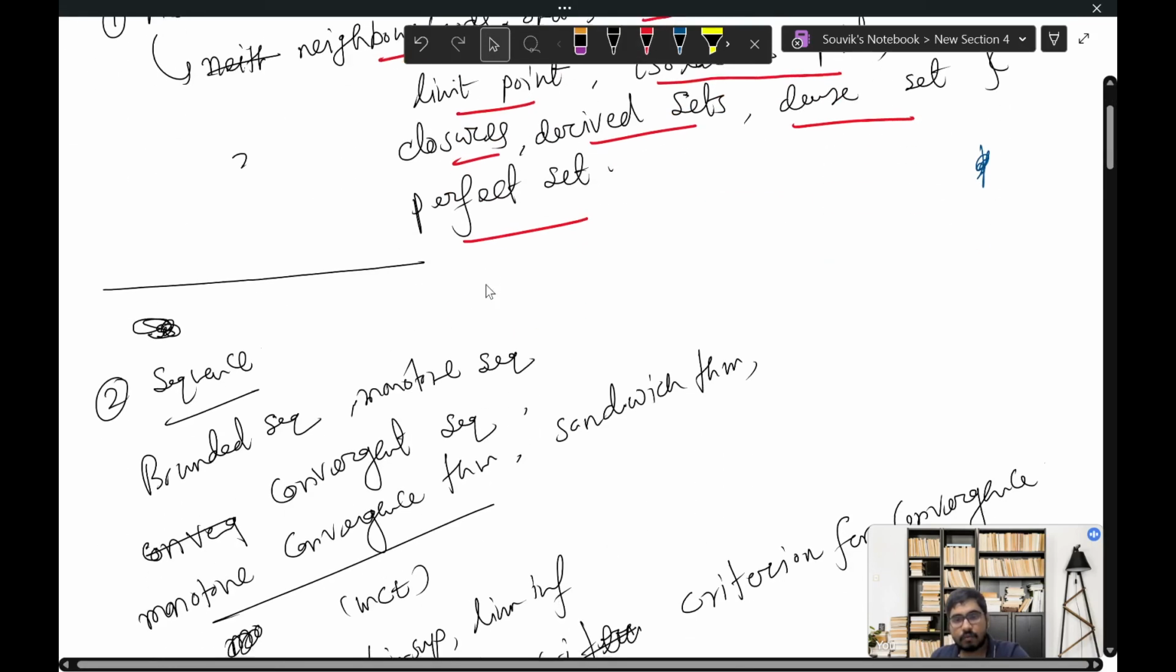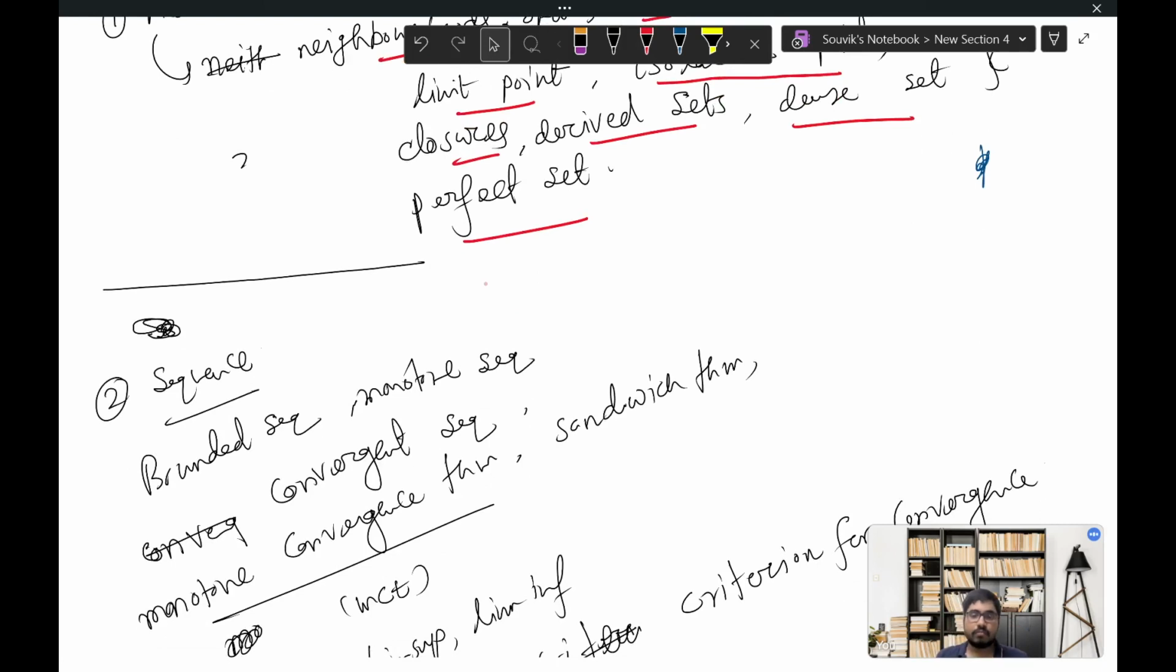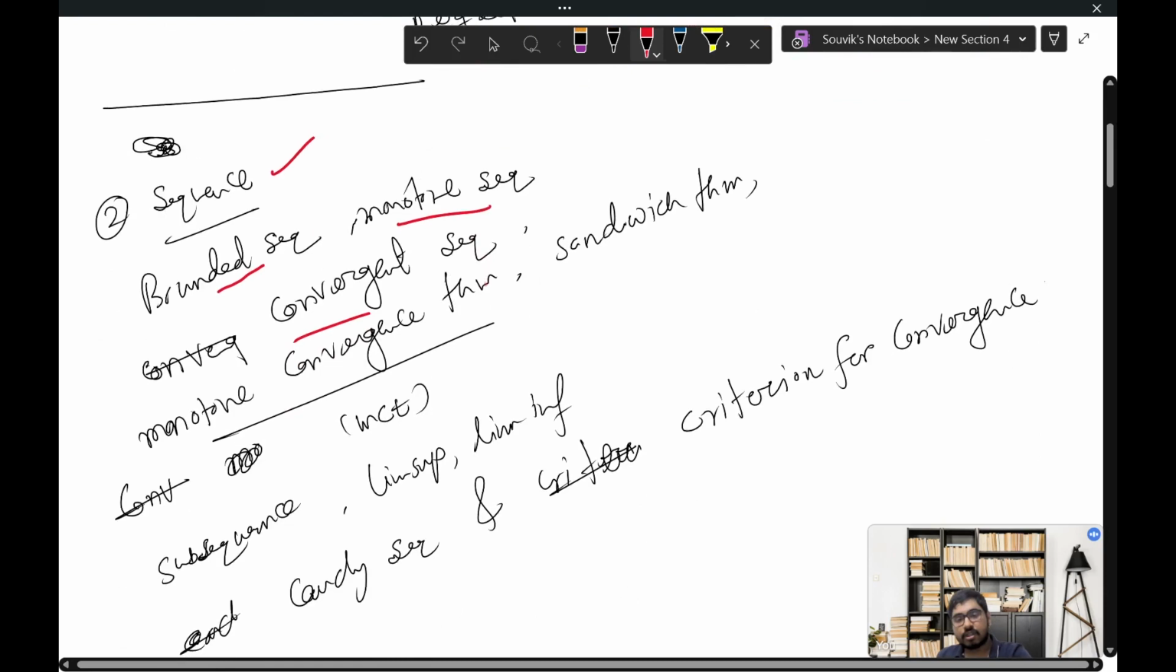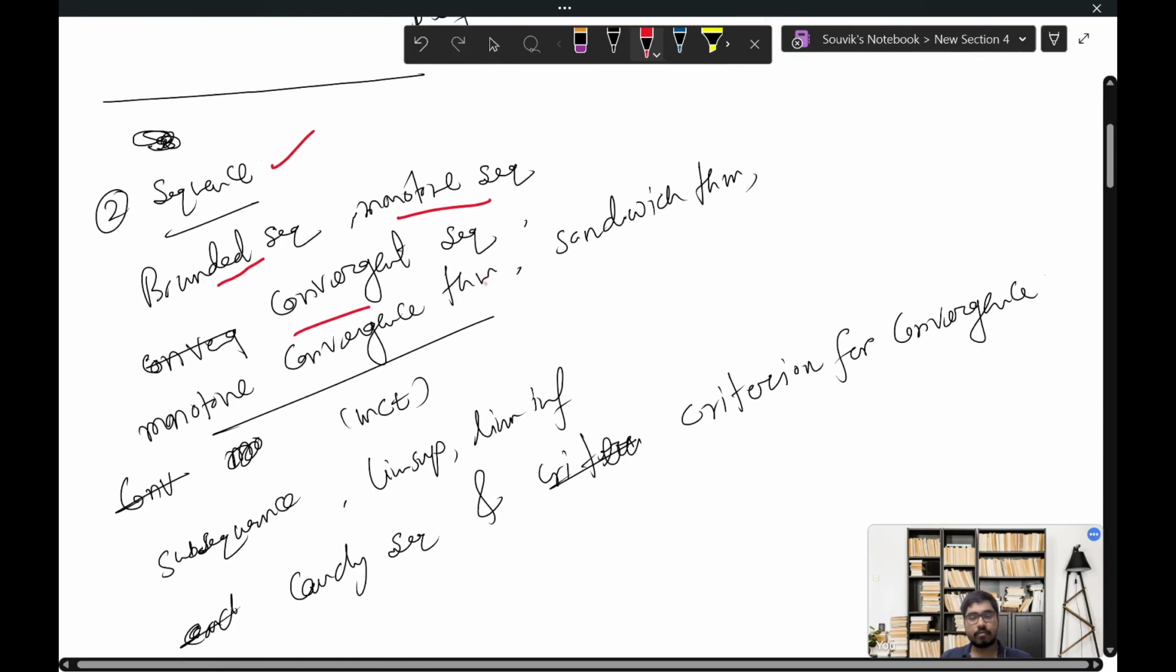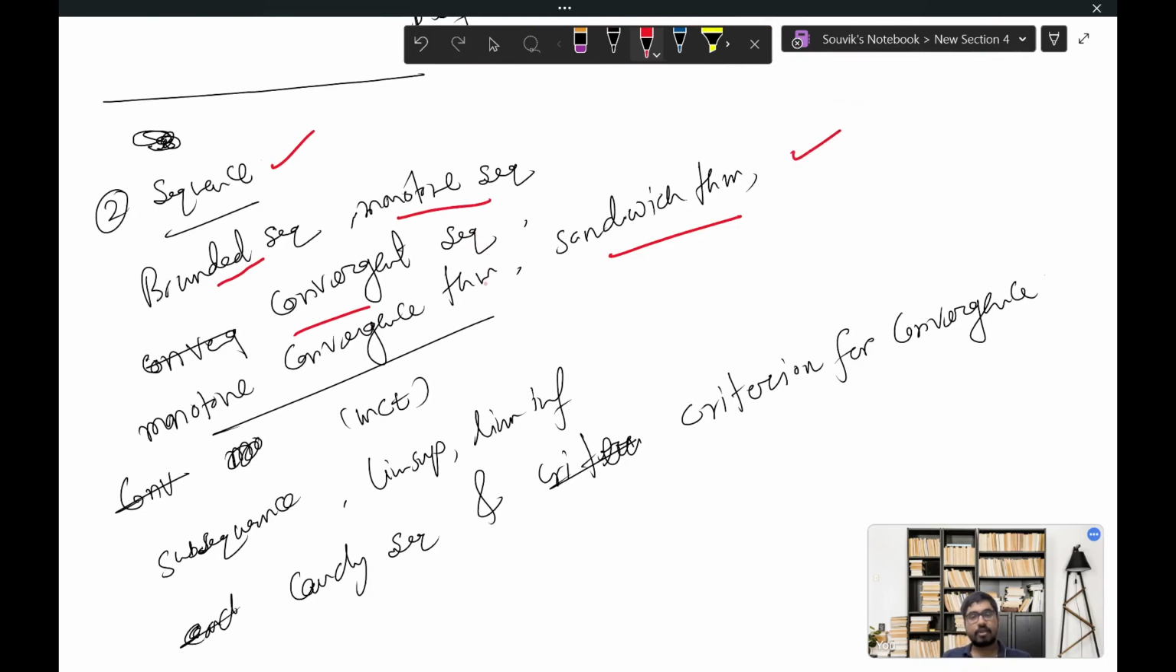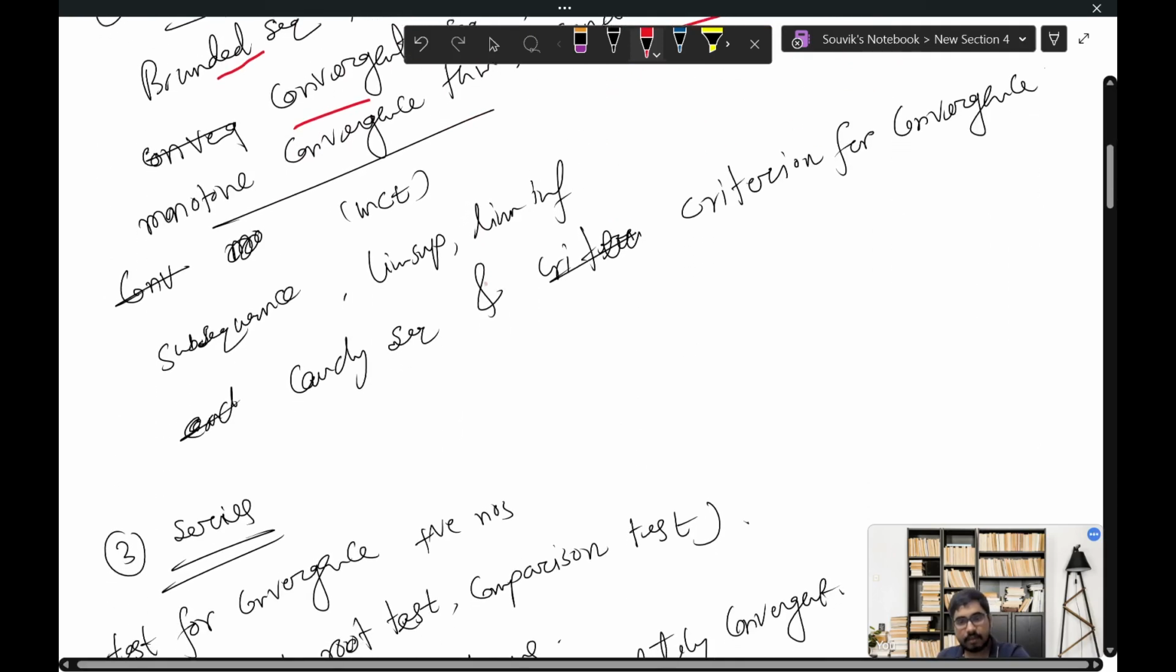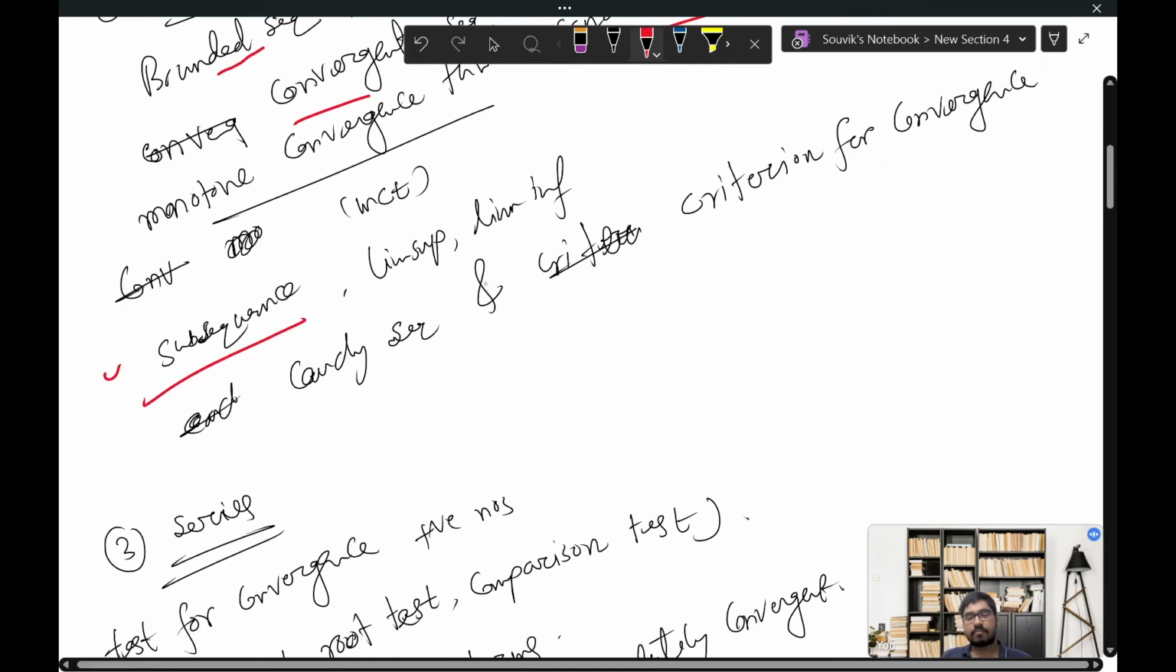Then we have gone through sequences. We introduced bounded sequences, monotone sequences, the monotone convergence theorem, and the sandwich theorem. Okay, this sandwich theorem is very, very important for your exam purpose. Now there is something known as the subsequence.